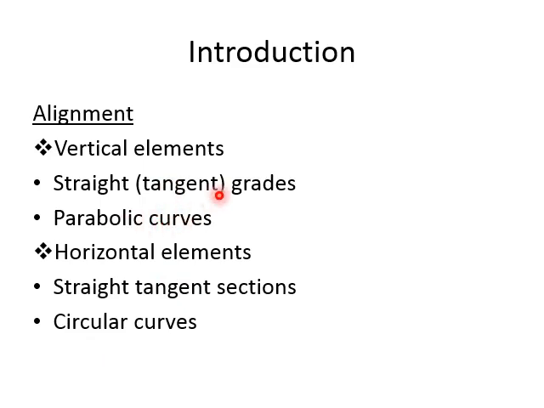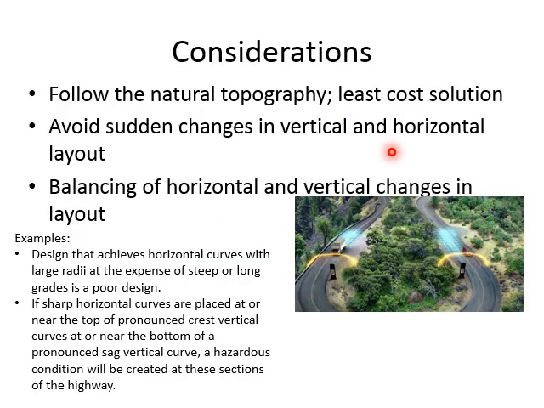The straight sections of the vertical plane are called tangents or gradients. Gradient is a more popular, or more appropriate, term. And then the straight sections in the horizontal plane are called tangents, which are basically the directions of the highway. When you are designing the alignment, alignment basically means that you design the direction of the highway, the horizontal direction and the vertical direction.